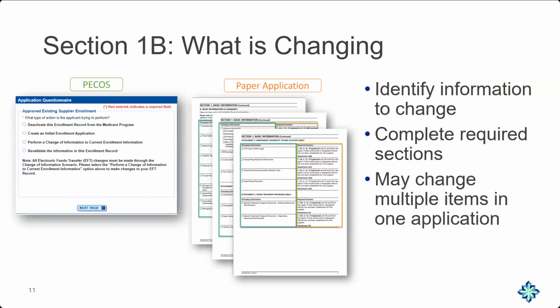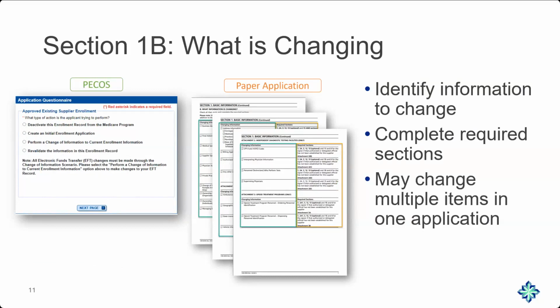So this is an example of those additional questions. If you're making a change of information, there is going to be some additional information. Now, PACOS is going to ask if you're deactivating, if you're an initial, if you're doing a change. So it gets more specific on the type. The previous slide was asking more about the provider type. Slight difference, but it's getting to the same point.